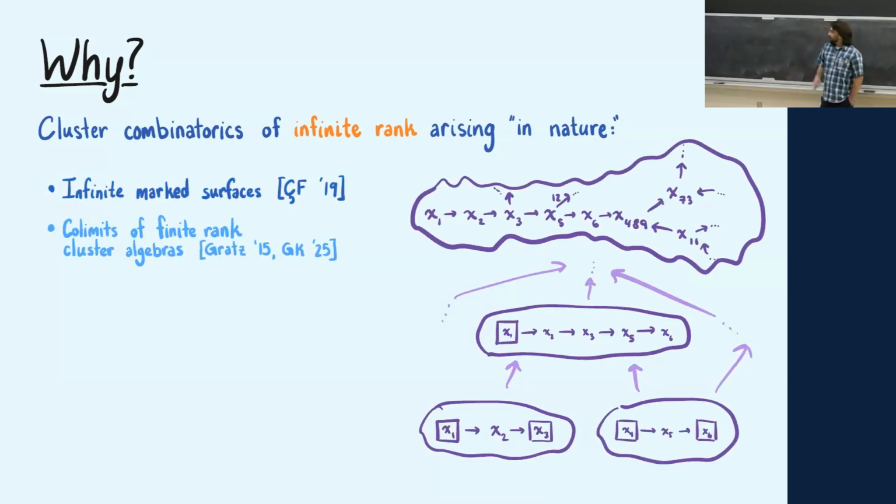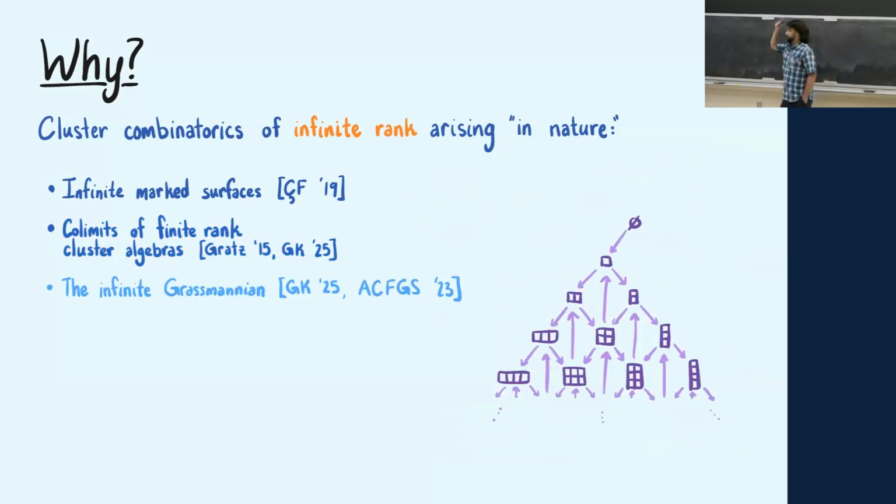You can also abstractly think about cluster algebras of infinite rank as certain colimits in a certain category of finite rank cluster algebras. This is due to work of Sira Grotz in 2015. And more recently, as of last year, there's another instantiation of this in the case of the infinite Grassmannian, which I'll talk about in a second. I'll talk about it now.